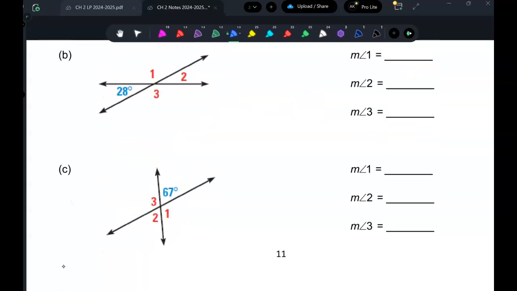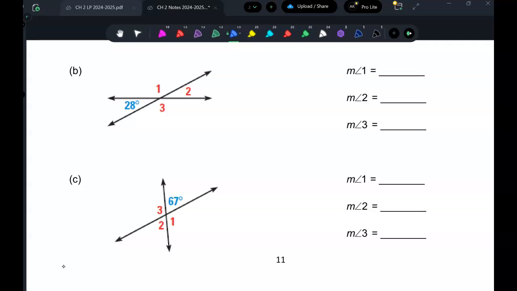How about, all right, let's see if we could do, did anybody, I see some of you working ahead. Did we get B and C? Okay, I'll give you guys a minute and then I'll ask.